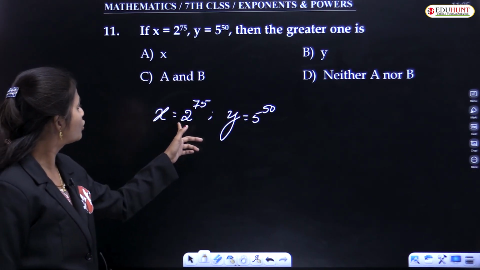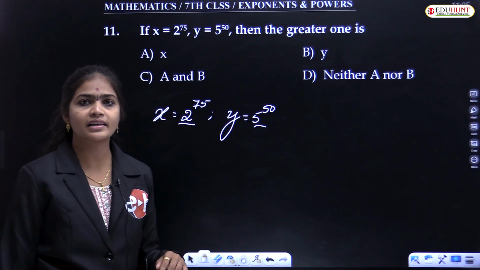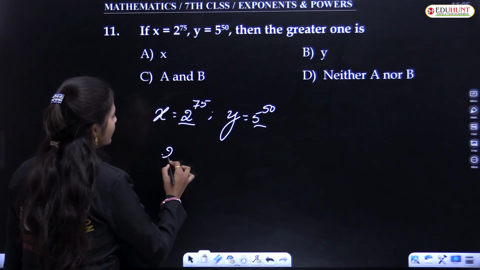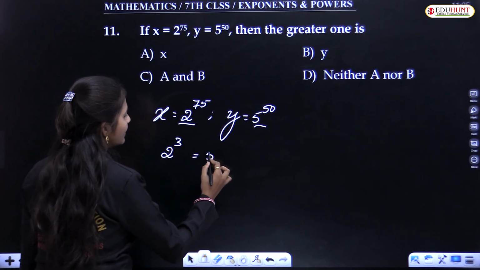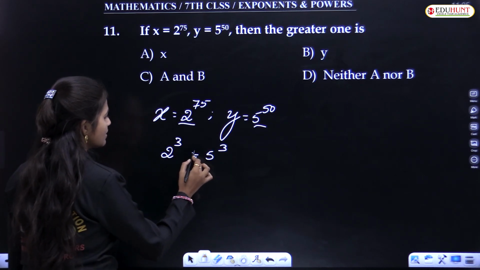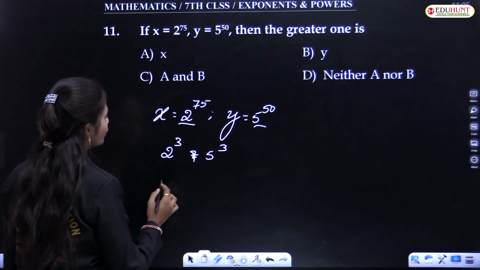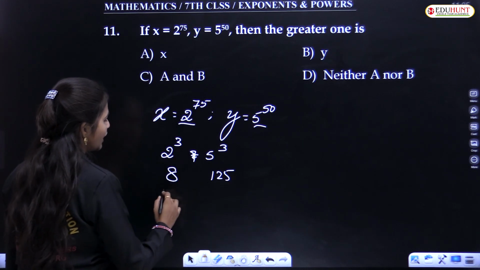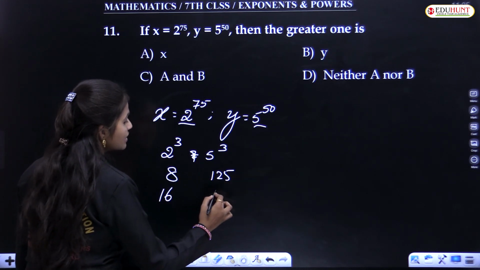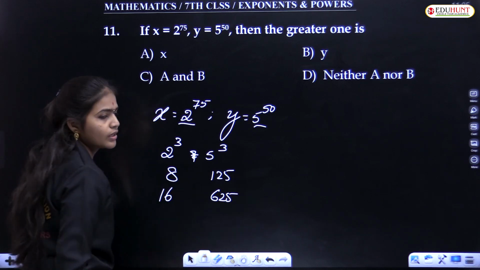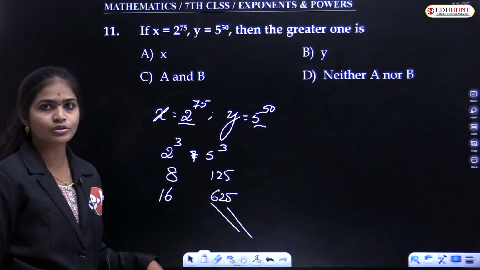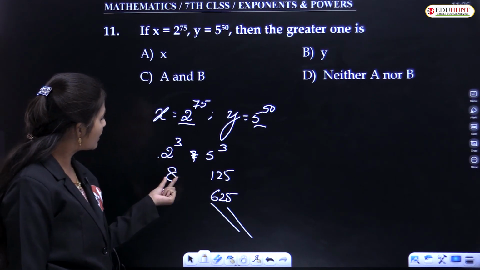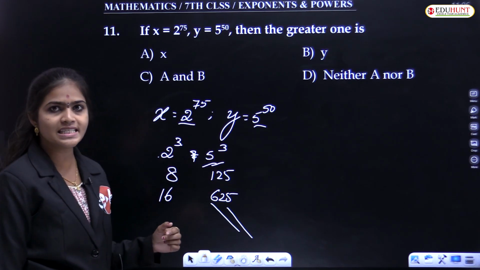So when you observe 2 and 5, which one is greater? Yes, by seeing only we can say that 5 is greater. Just check these values. Take 2 cube and here 5 cube. Just compare it. Here 2 cube is equal to 8 and 5 cube is equal to 125. Next 8 times 2 is 16, 125 times 5 is 625. So is its value increasing or not? While you are observing 2 cube and 5 cube, we can say that 5 cube value is greater.